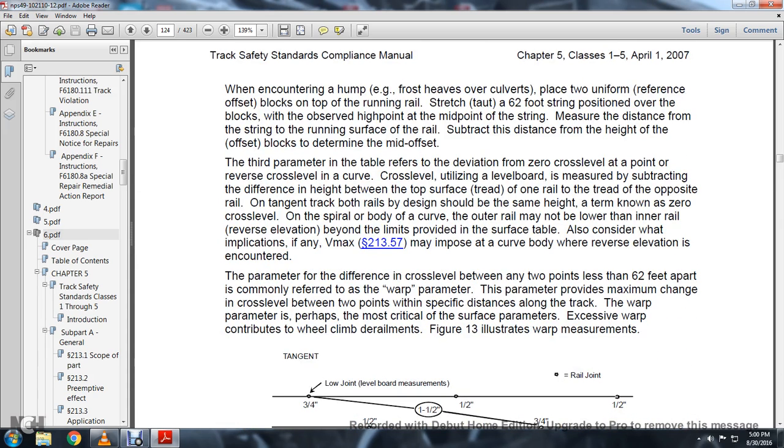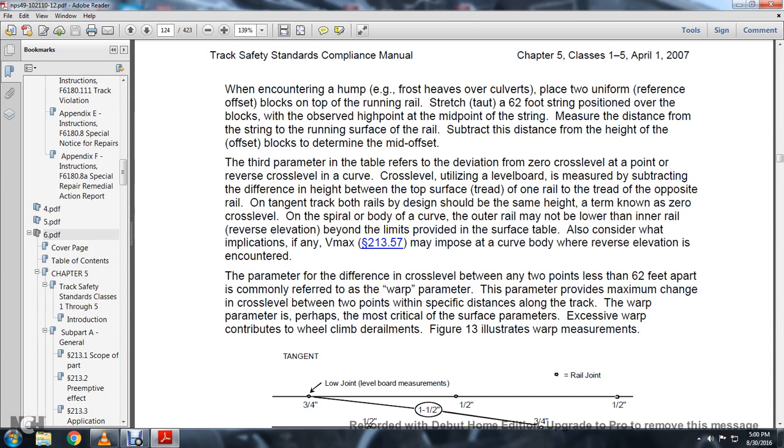When encountering a hump or frost heave, place offset blocks at the top of the running surface of the rail, stretch a taut 62-foot string positioned over the blocks to observe the high point at the midpoint of the string. Measure the distance from the string to the running surface of the rail. Subtract the height of the offset blocks to determine the mid-offset.